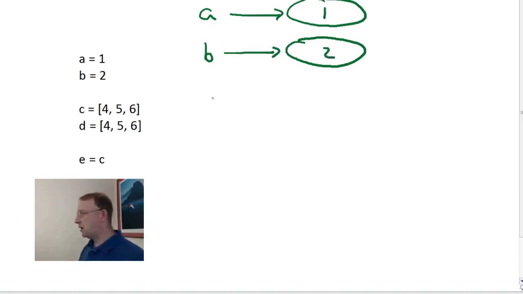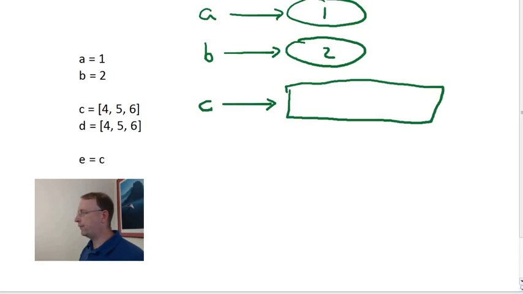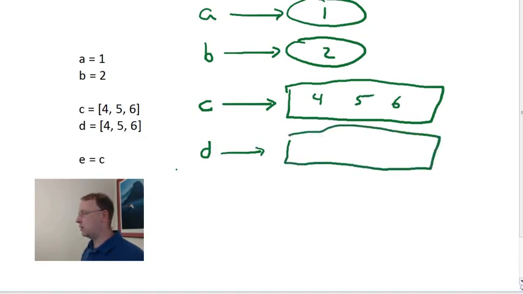Now next we do the same sort of operation here. We assign C to something. Well, this is a different kind of thing, so I'll make a different kind of box. Okay. And it contains 4, 5, and 6. And for D, well, it looks exactly the same here. Another one of these boxes for a list that contains 4, 5, and 6.